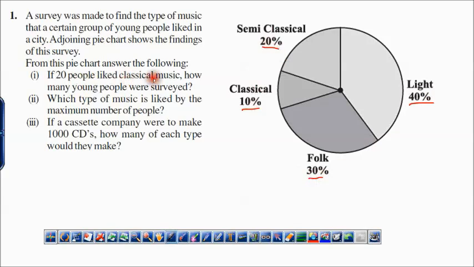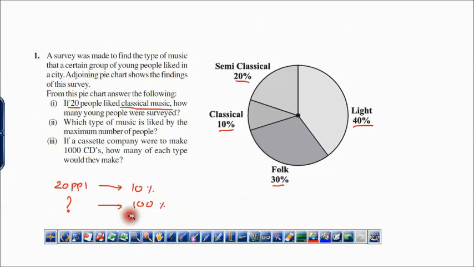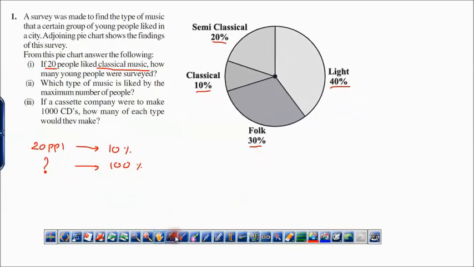If 20 people like classical music, how many young people were surveyed? 20 people like classical music, मतलब 20 people is classical, therefore 20 people is 10%. तो total how many people were surveyed, total is always 100%. Cross multiply and find the answer. Answer is 200 people were surveyed.